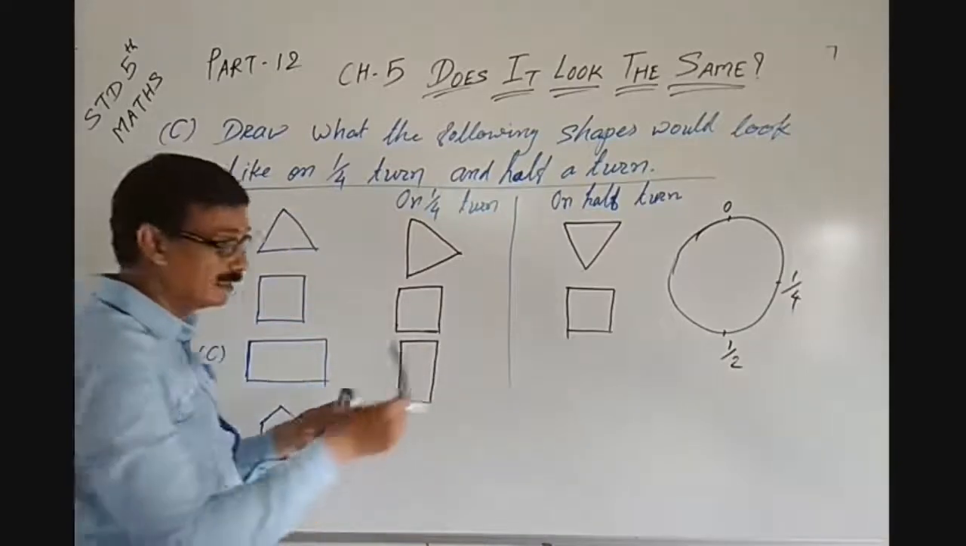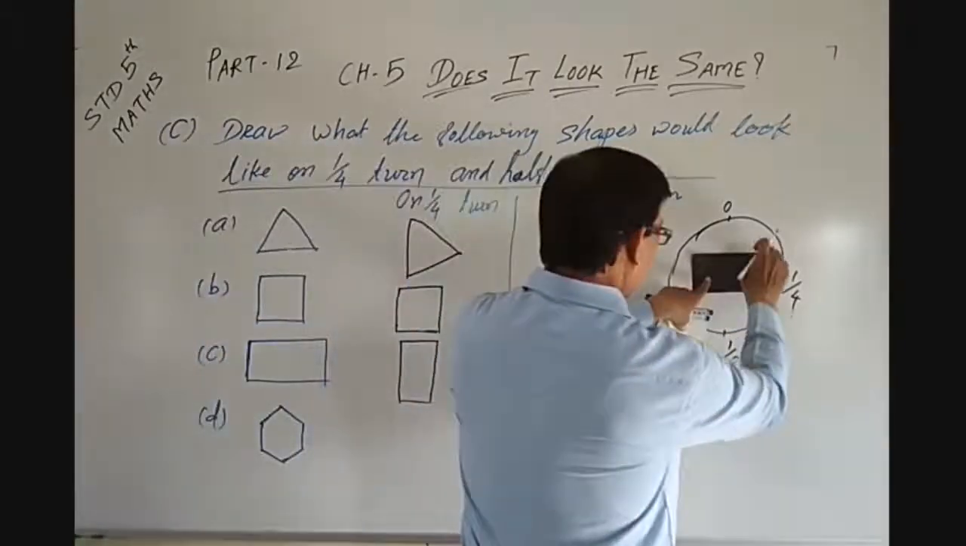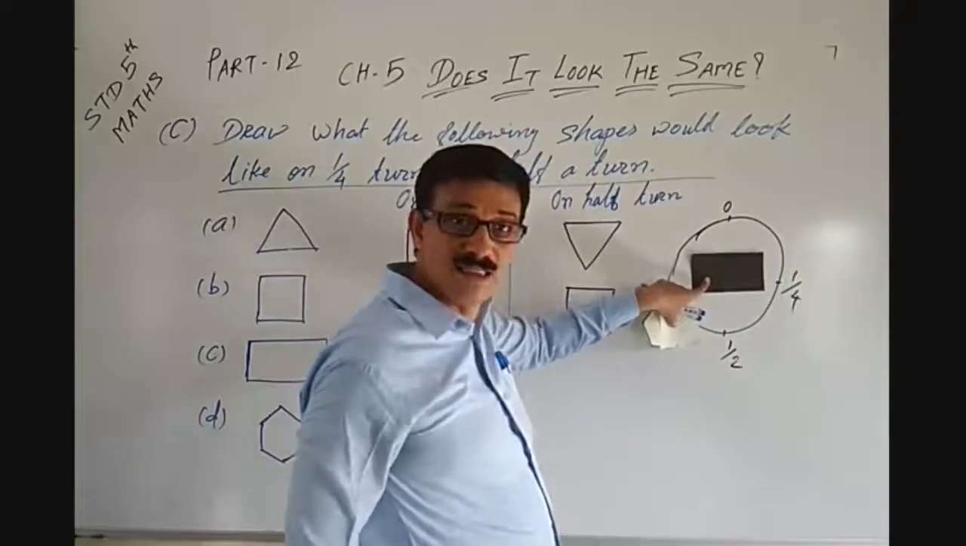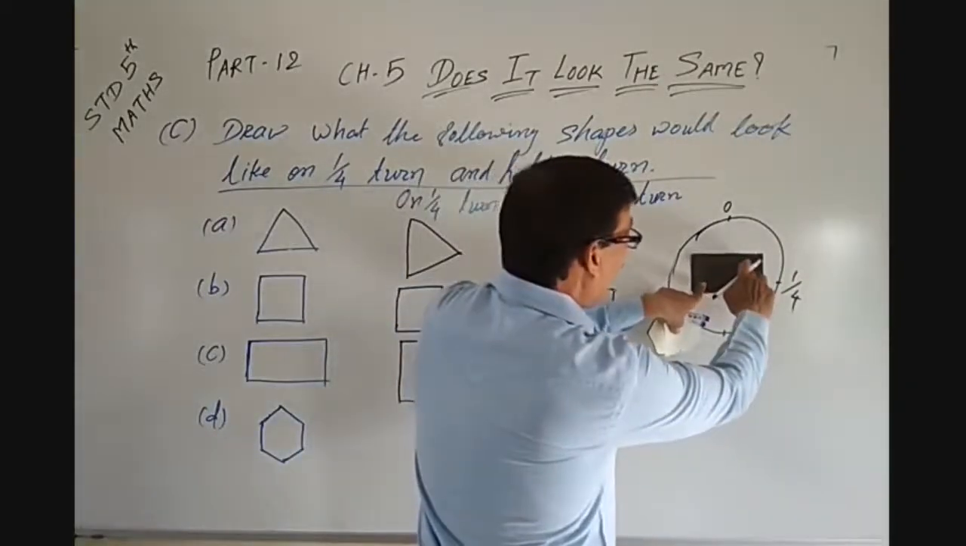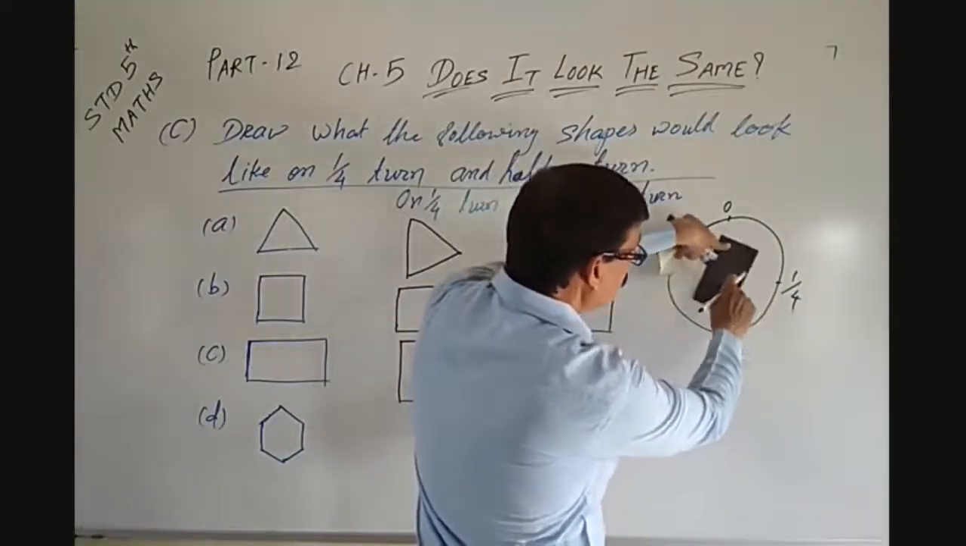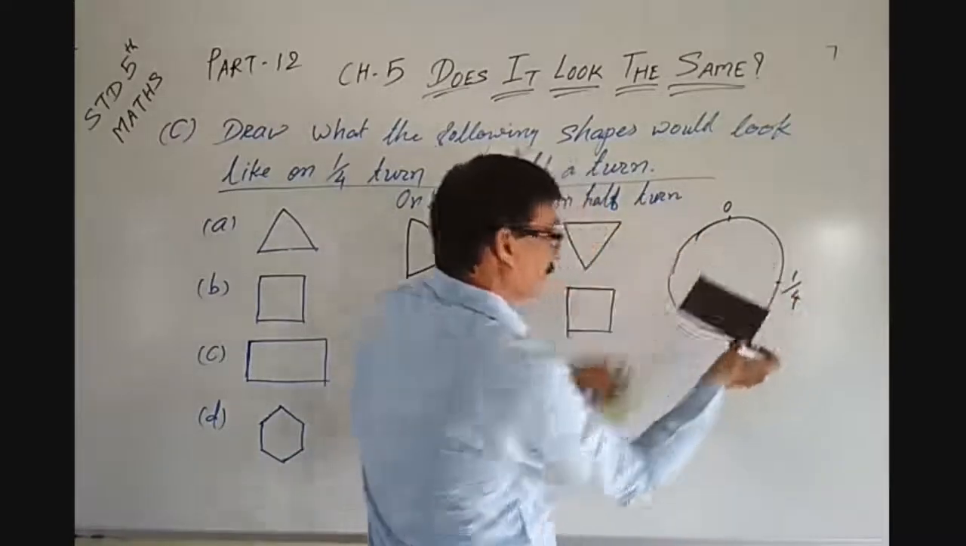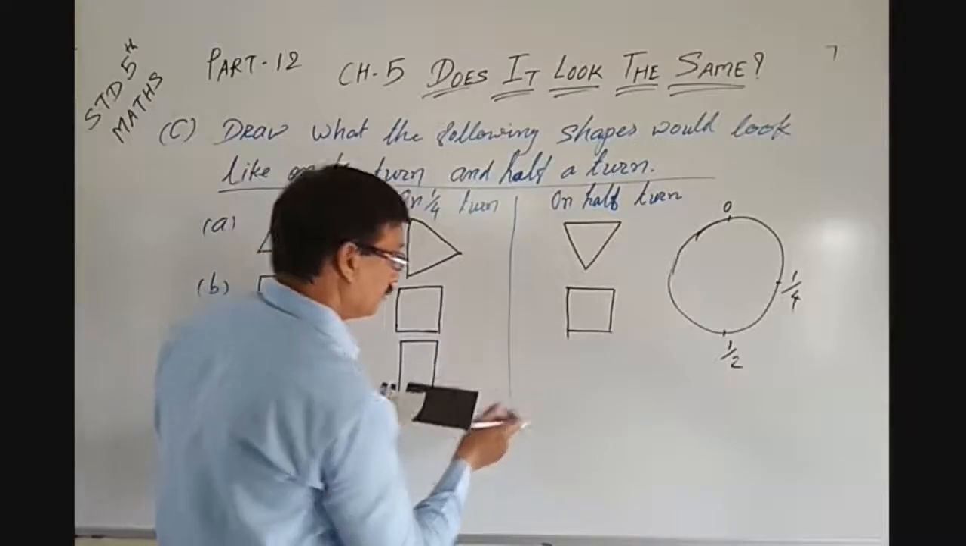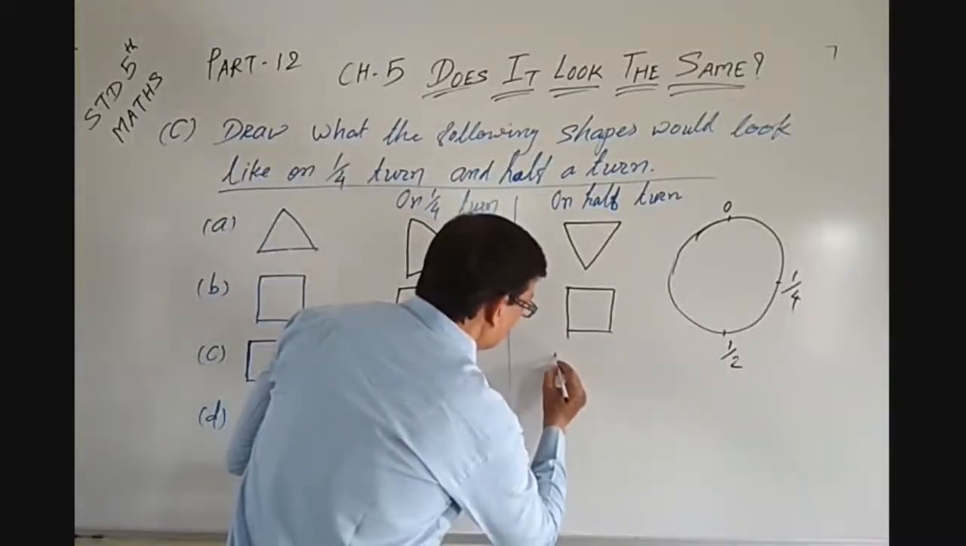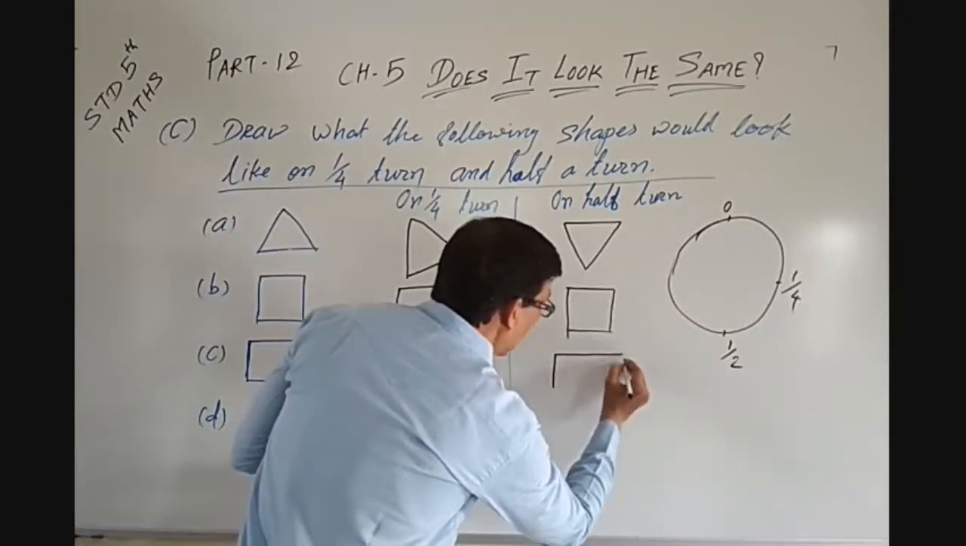This is something like this. Now once again put it like this and give it a half turn. So you should keep something like this. Okay, so on half turn it will look like this one. This is half turn.